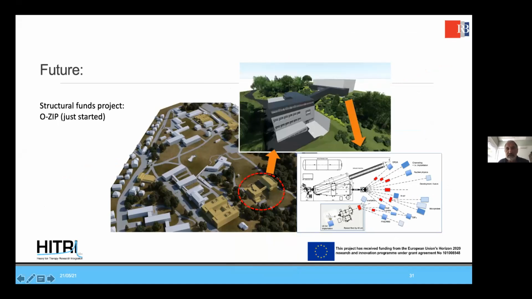So we'll get soon the new building for the accelerator where we'll move all the accelerators and get a new one, and all the beam lines will be transferred to this new site. And hopefully that will be finished in 2023.